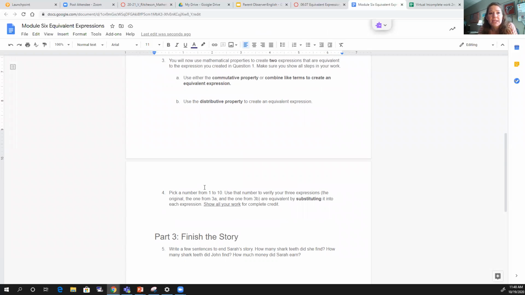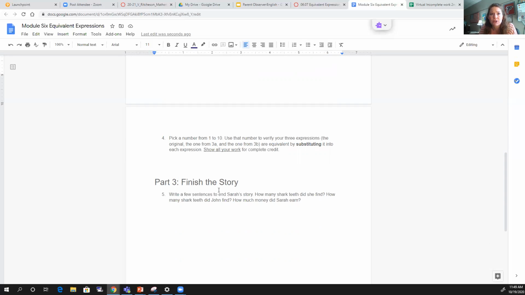Part 4, you're gonna pick a number from 1 to 10. You're gonna use that number to verify your 3 expressions, the one from part A and the one from part B. You're gonna make sure they're equivalent by substituting a number for a variable, like I just did. I'm gonna let x equal 1, and I'm gonna substitute. You have to show all your work for complete credit.